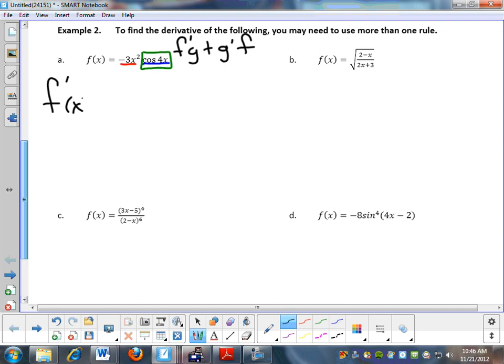So we have f prime of x is equal to, what's the derivative of the first part? Times the second part left alone. Cosine of 4x. Plus, we don't know what the derivative of g is, but do we know what f is left alone? What is f left alone? Negative 3x squared. Times, we've got to find the derivative of cosine of 4x.